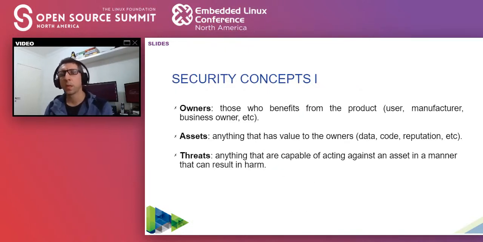Some concepts about security. We have owners, right? The owners are those who benefit from the product, could be the manufacturer of the product or the final user. We have assets, right? And that's the real reason we have security, because we want to protect the asset. That could be our data, that could be our code, that could be our reputation, for example. All of these are assets.